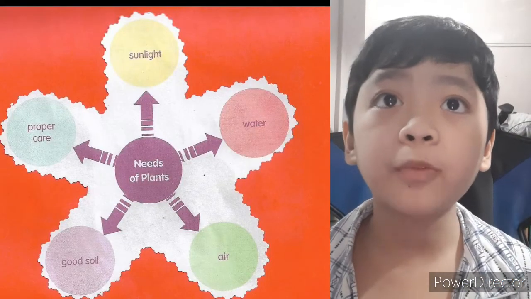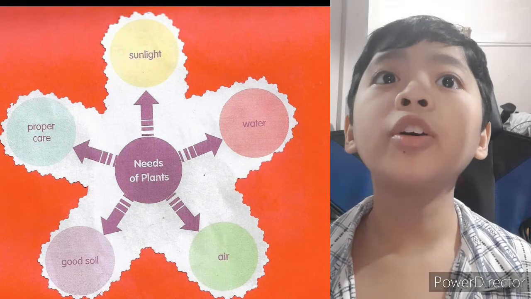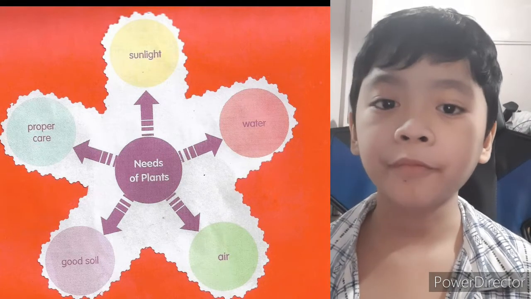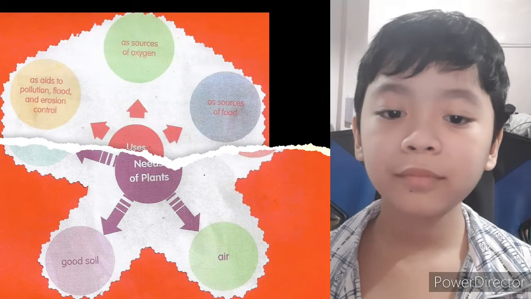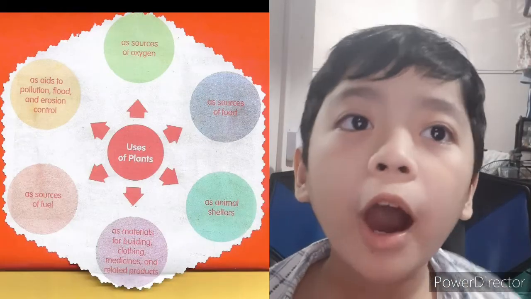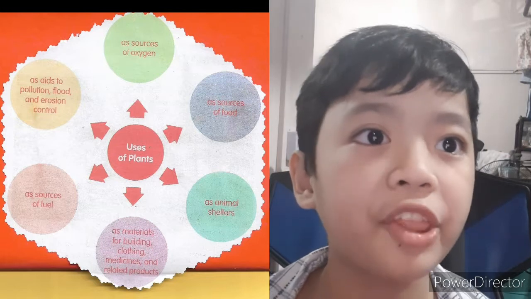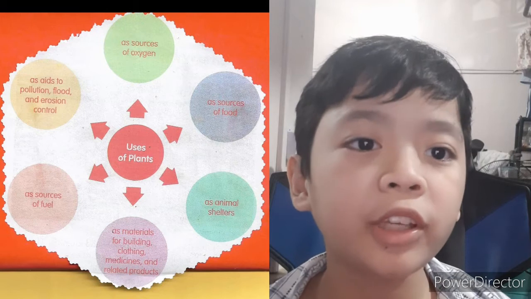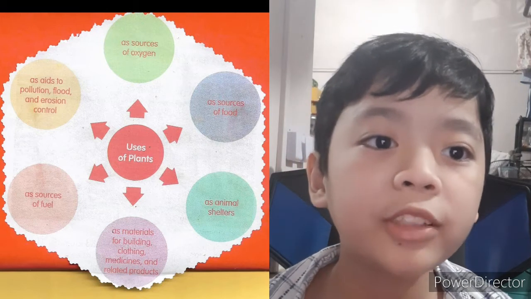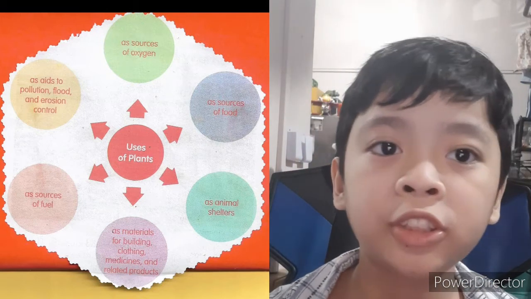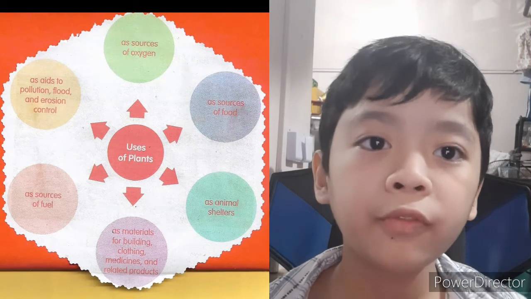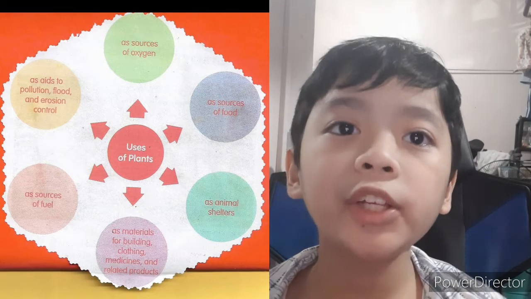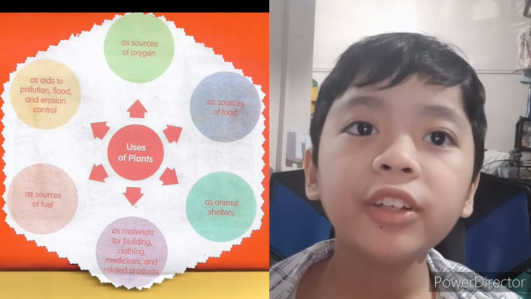Aside from sunlight, water, air, and good soil, plants also need proper care. Uses of plants: as source of oxygen, as source of food, as animal shelters, as materials for building, clothing, medicine, and related products, as source of fuel, as aids to pollution, flood, and erosion control.